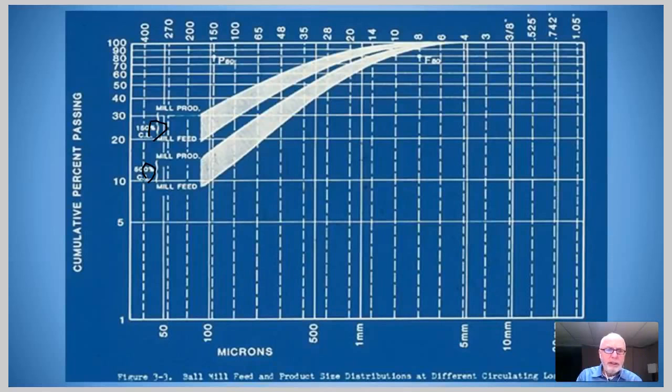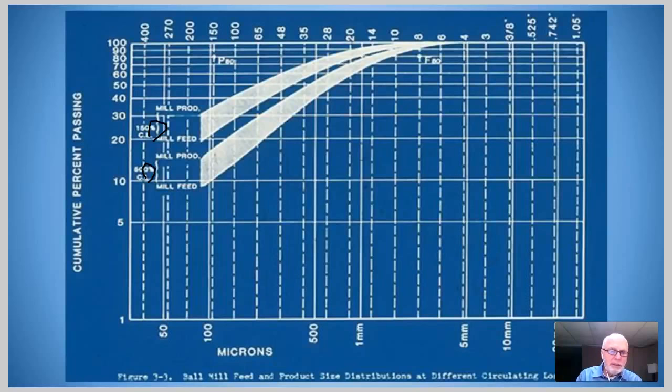It's roughly 25% of the material is finer than the P80 to the left of the curve, and 75% is to the right of the curve. So in this case, the classification system efficiency is close to 75%.